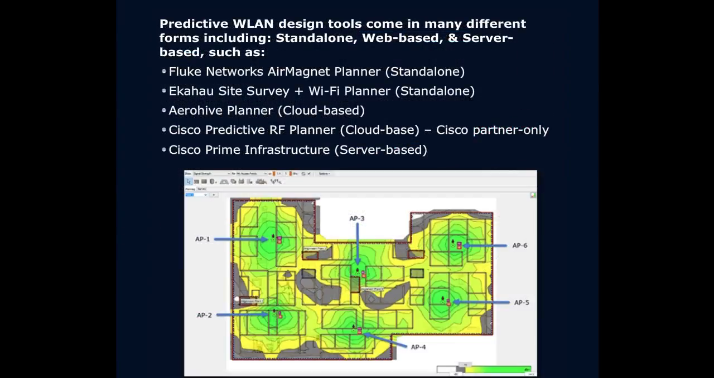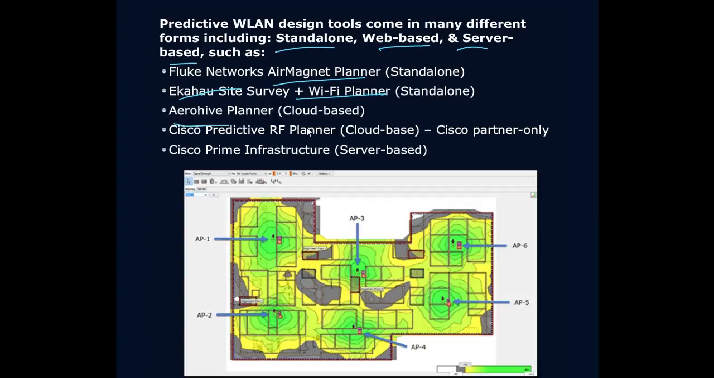Now, our predictive wireless LAN tools come in many different forms: standalone, web-based, server-based. Some of our standalone is Fluke Networks. I used to use Fluke Networks stuff all the time in wired network testing, so they're pretty good. AirMagnet Planner is the name of their standalone version. Ekahau, I have no idea how to say that. I've never used that particular site survey software, so forgive me if I butchered that. And plus a Wi-Fi planner for standalone tools.